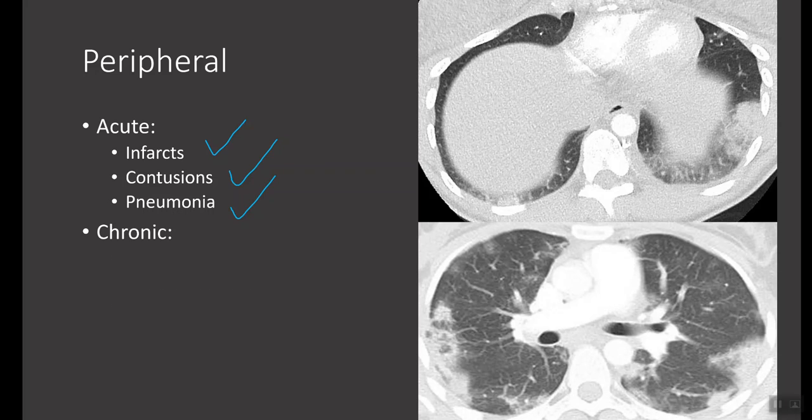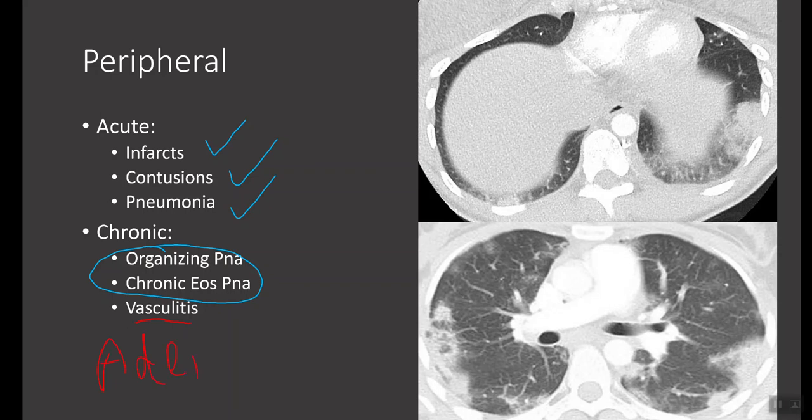When it's chronic, the big ones that we want to talk about are organizing pneumonia and chronic eosinophilic pneumonia. These are the two that should just roll off of your tongue. When someone tells you that you're looking at chronic peripheral consolidations, the first things that should come to your head are organizing pneumonia and chronic eosinophilic pneumonia. Now, some of the vasculitides, particularly Churg-Strauss, can produce chronic peripheral consolidations. And again, do not forget about the infamous adenocarcinoma. So adenocarcinoma, do not forget about tumor producing chronic consolidation. So you always want to keep that in the back of your head there.